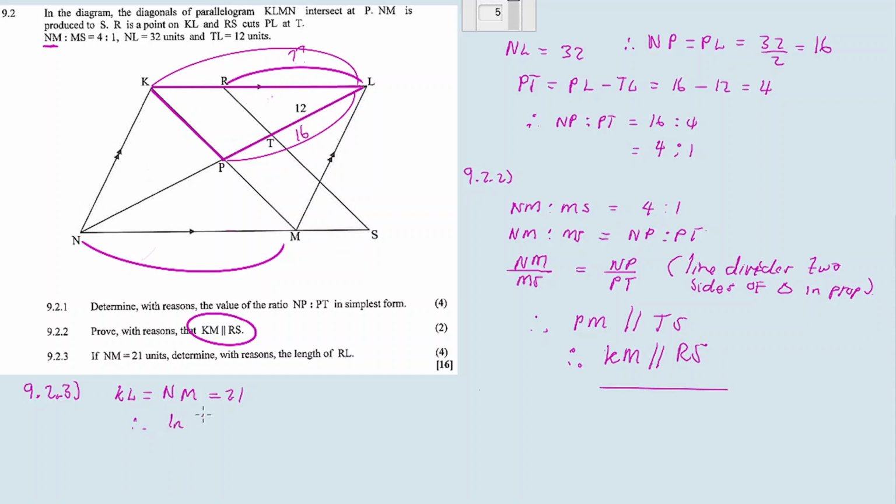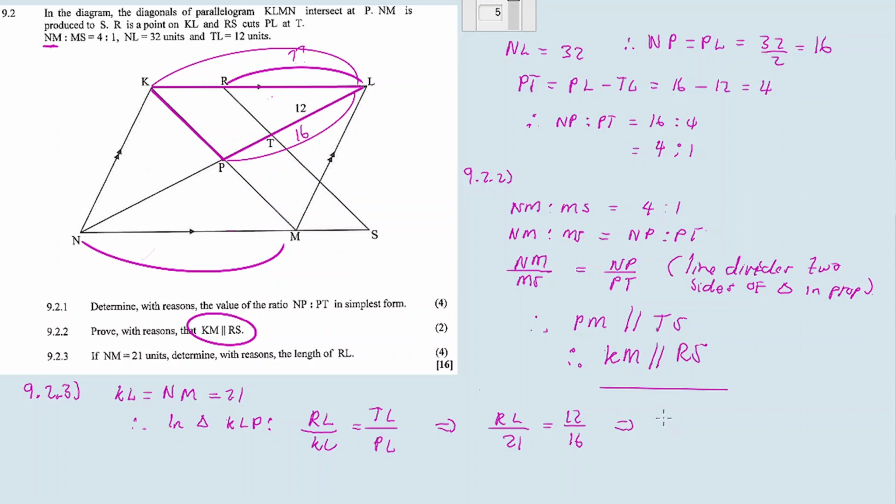Therefore, in triangle KLP, RL over KL is equal to TL over PL. Let us substitute: RL is the unknown, KL is 21, equal to TL, which is 12, divided by PL, which is 16.